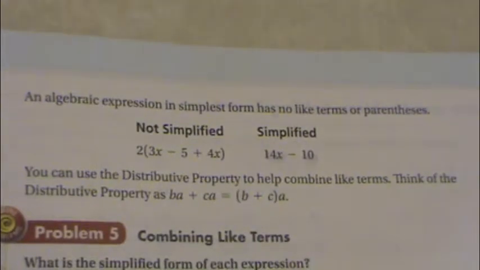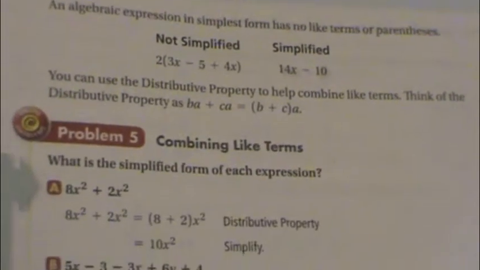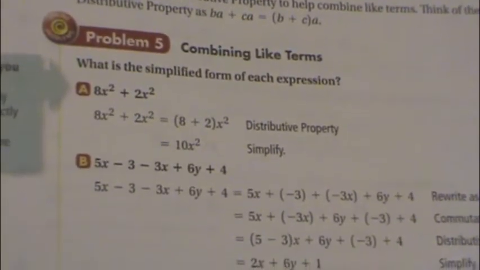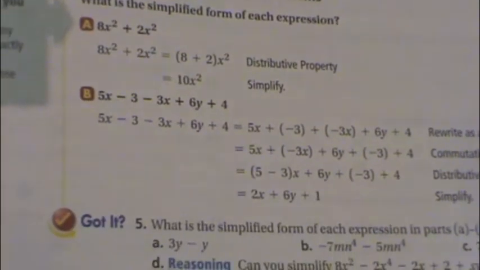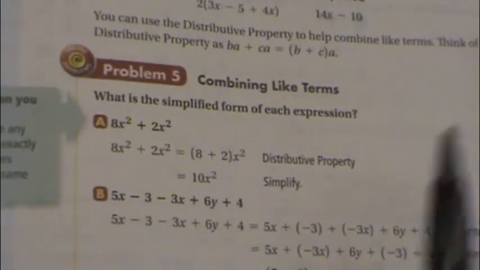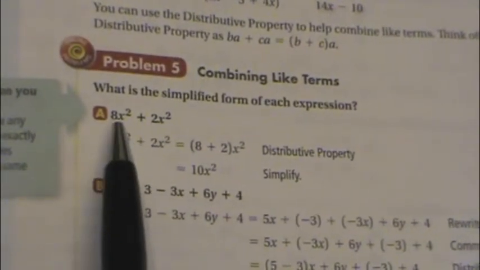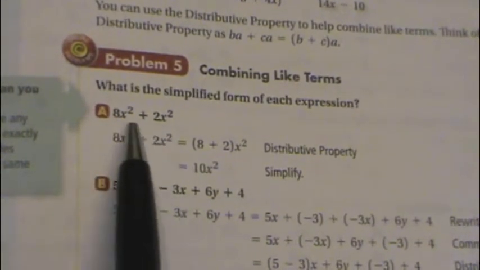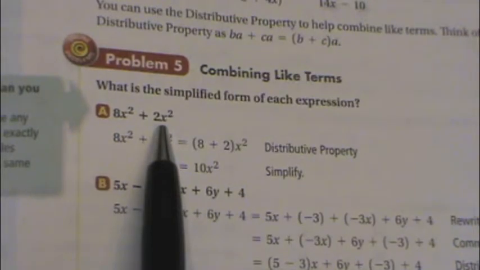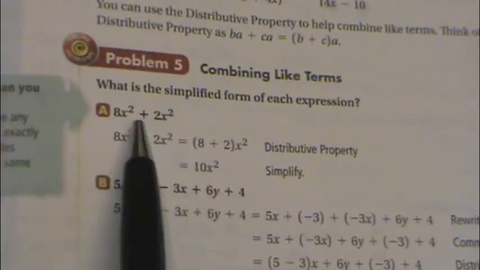Let's take a look at problem 5. Same thing that we've been doing. I guess I'll talk you through this one. What is the simplified form? 8x squared plus 2x squared. Well, do these have like terms? X squared here, x squared there, like terms. Good, we can combine them.